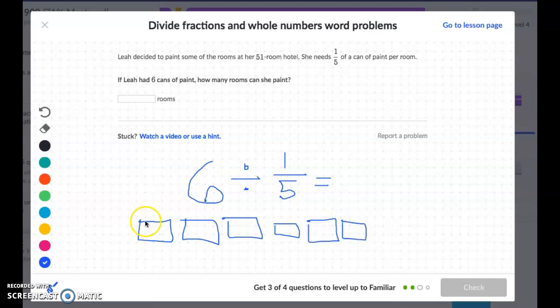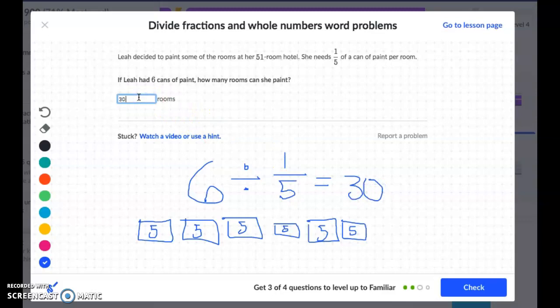And we can split these each into 5 sections. I'm just going to draw 5 sections, 5 sections, 5 sections, 5 sections. So instead of drawing out all my lines, I'm just writing out a 5 here. So how many sections would that give us? 30. So she would be able to paint 30 rooms.